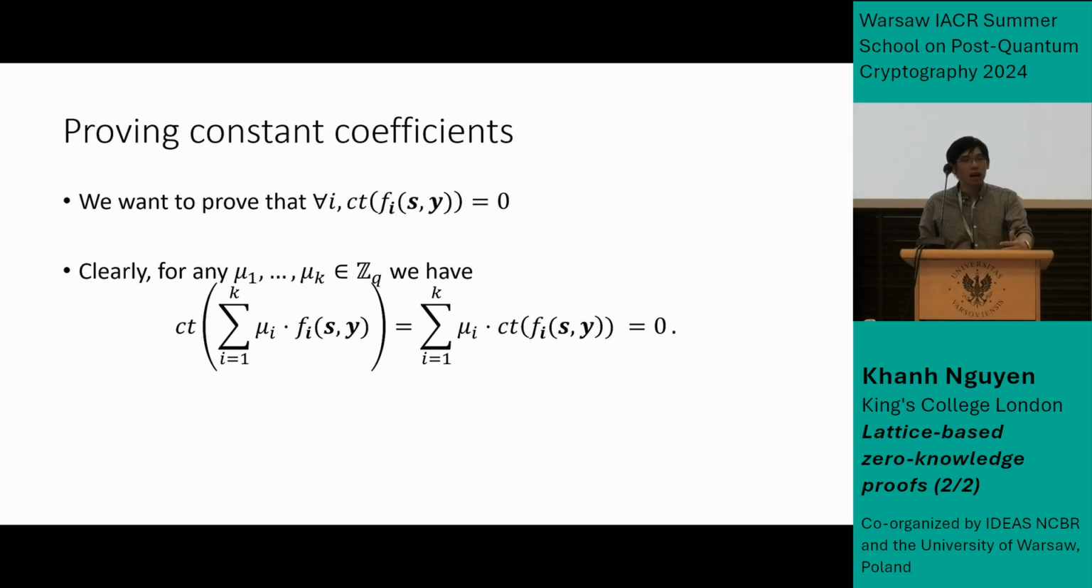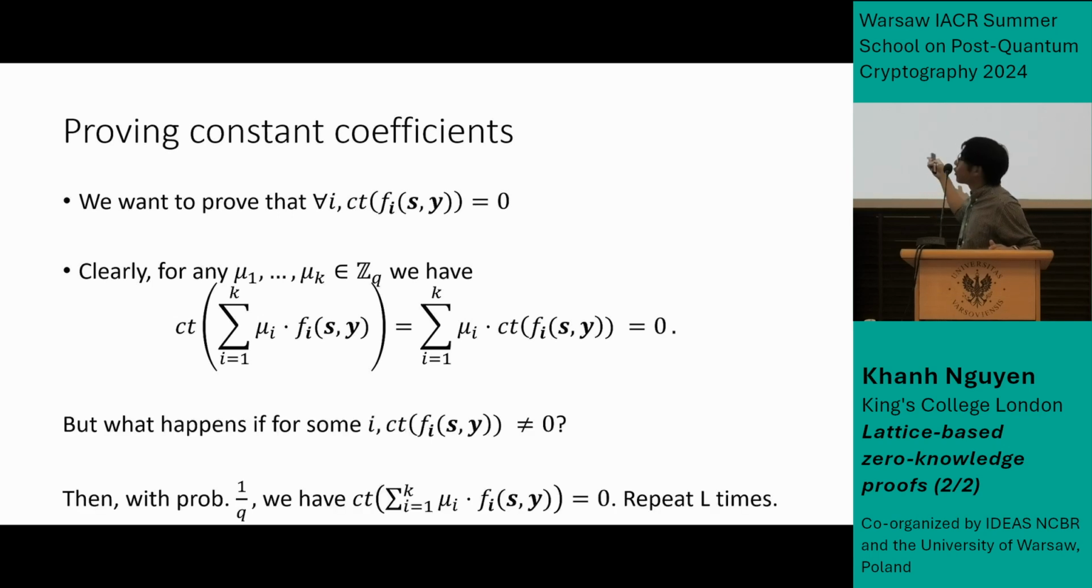So we want to prove the constant terms. Well, we can see that if I linearly combine all these functions with integers, or like Z_q elements, the constant term of the linear combination, because these mu i's are integers, I can put mu i's outside. So it's a sum of all the mu i's times the constant term, which is 0. Okay, so that's nice. So that's for any mu 1 to mu k.